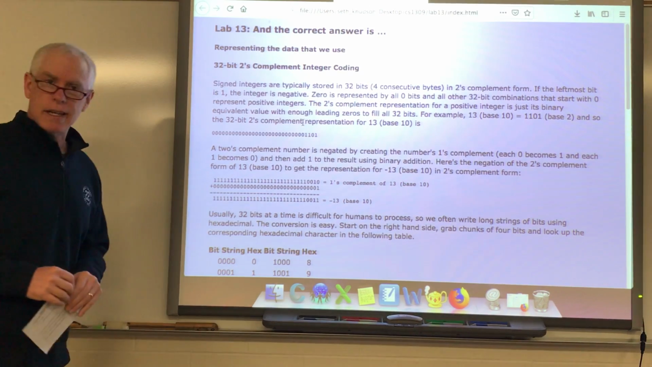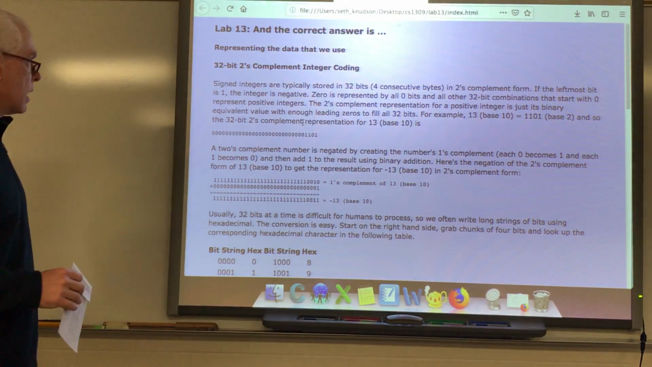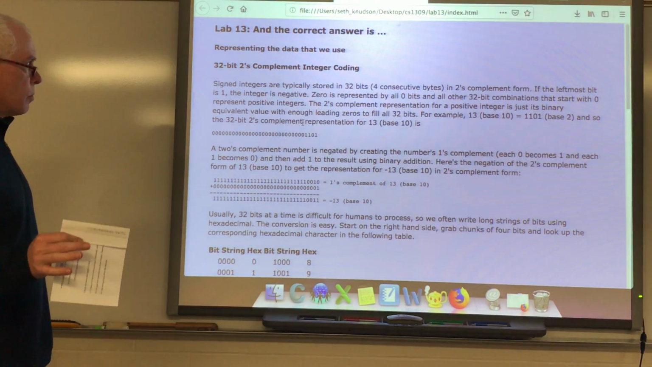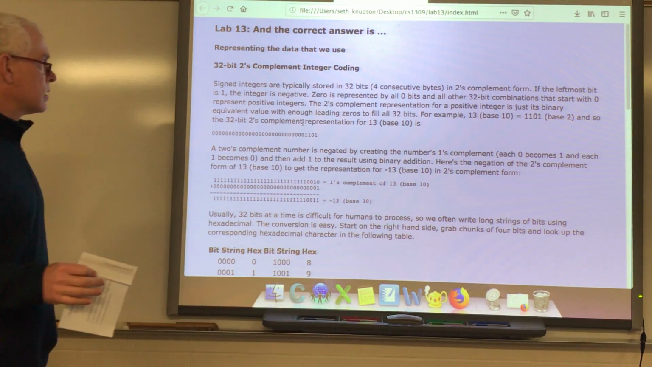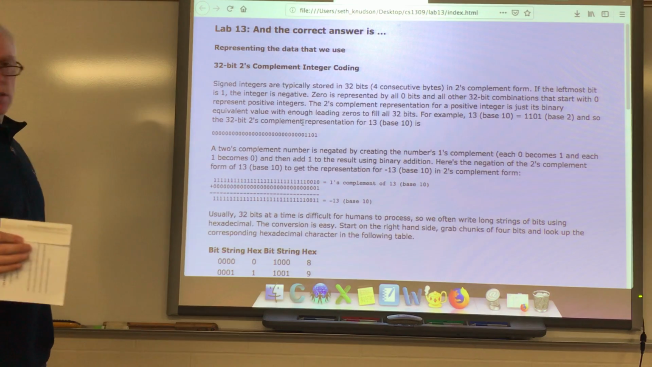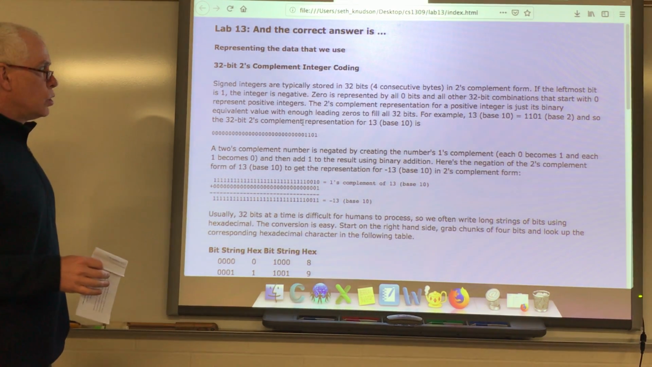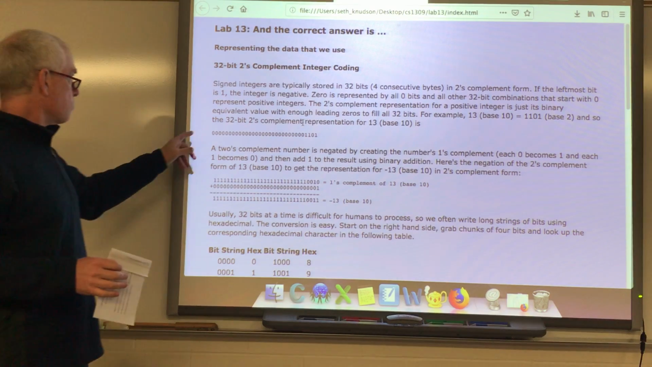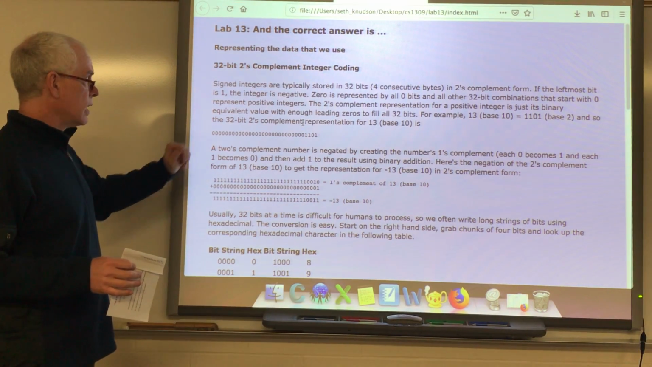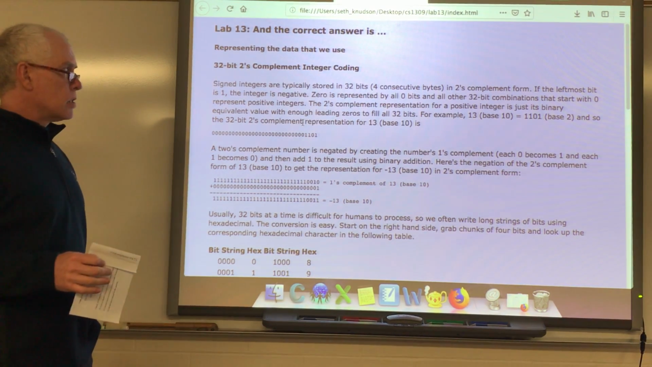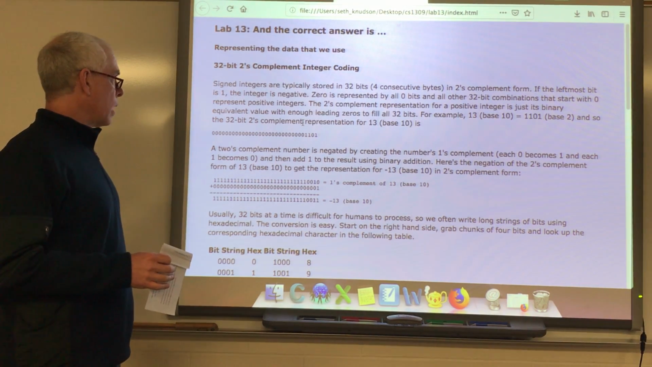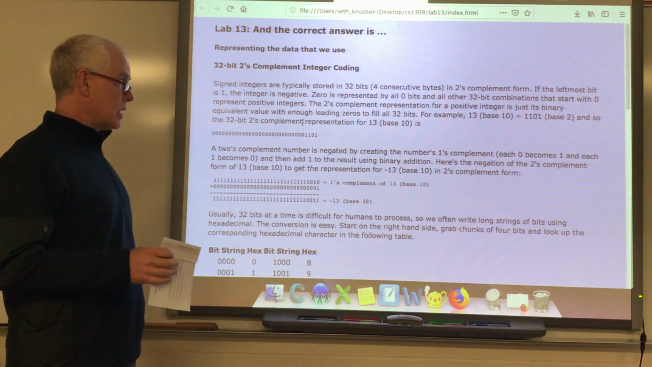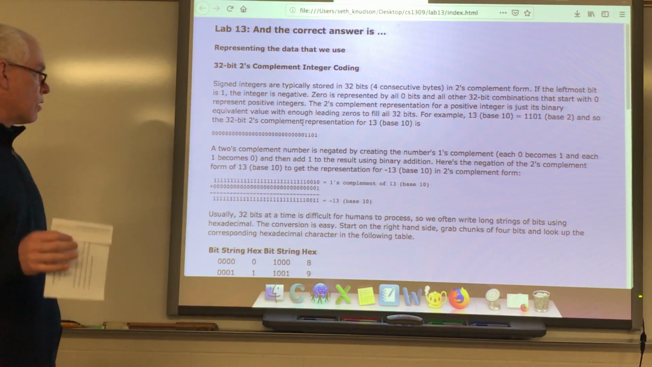32-bit 2's complement integer coding sounds really complicated, but signed integers are typically stored in 32 bits. Okay, so you get a big string of 32 bits like this. 4 consecutive bytes, so a byte is 8 bits, in 2's complement form, and the leftmost bit is the sign bit. If there's a 1 here, then it's negative. 0 is represented by all zeros, and all other 32-bit combinations that start with 0 represent positive integers.